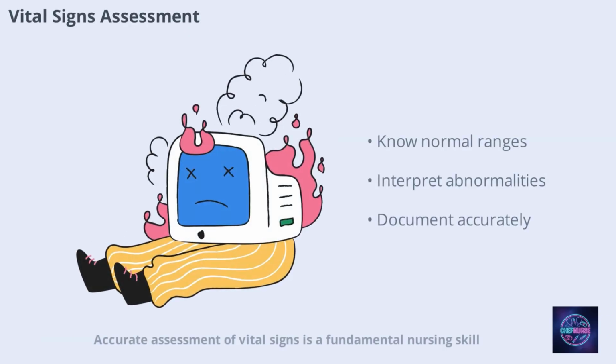Accurate assessment of vital signs is a fundamental nursing skill. The NCLEX may ask about normal ranges for temperature, pulse, respiration, and blood pressure, as well as how to interpret abnormal findings. For example, recognizing signs of shock or infection through changes in vital signs is critical. Practice measuring and documenting these values, and understand what interventions are needed when values fall outside the normal range.